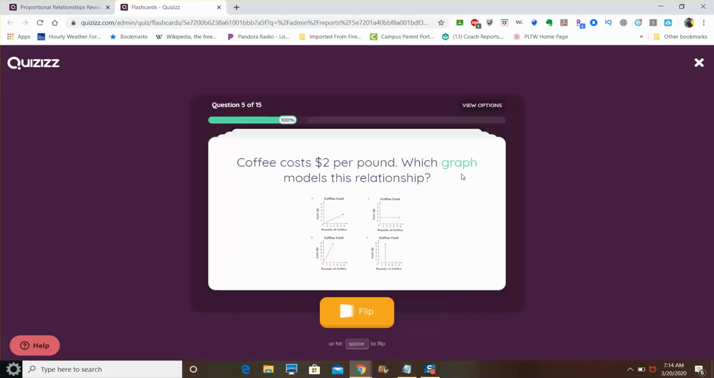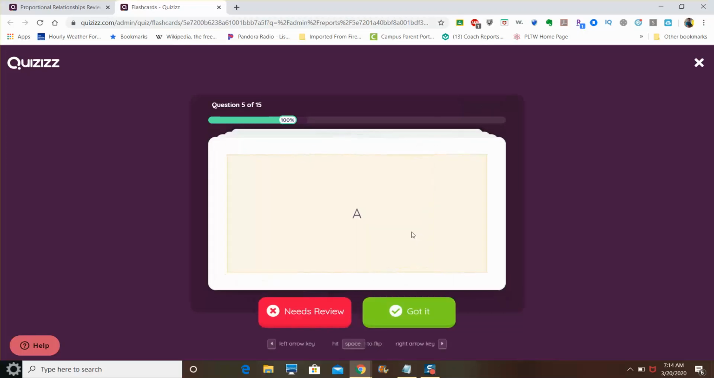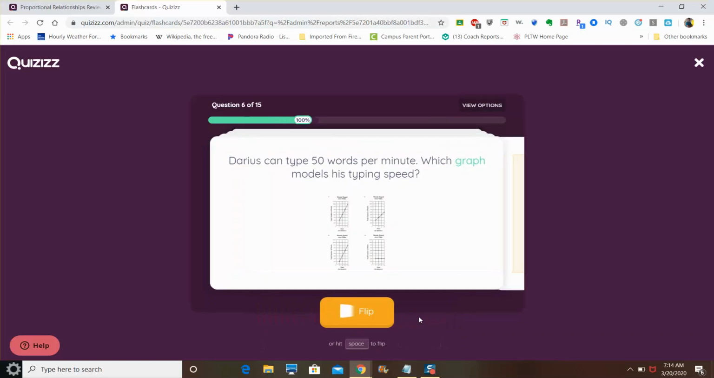Okay. If coffee costs $2 per pound, which graph models this relationship? On the flashcards, you can see it's a little bit small here, but if I look carefully at the graph, I can see that this graph in the bottom left corner is the correct answer, because if it's $2 per pound, with the cost on the y-axis and the pounds on the x-axis, which makes sense, cost over pounds, that means that this graph, because it's $2 per 1 pound, is the correct graph. So that would be graph A in this case.